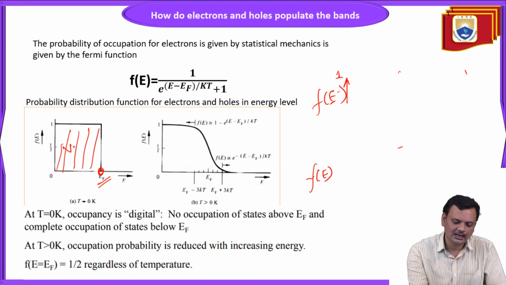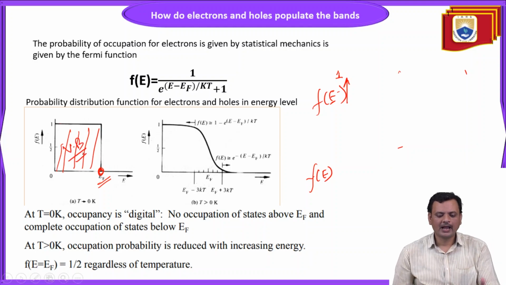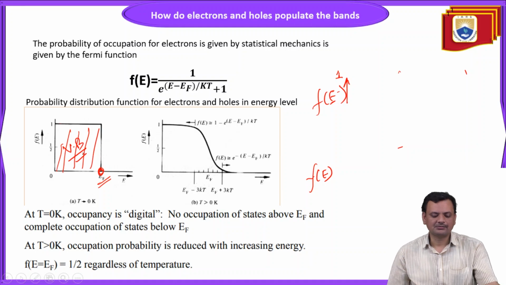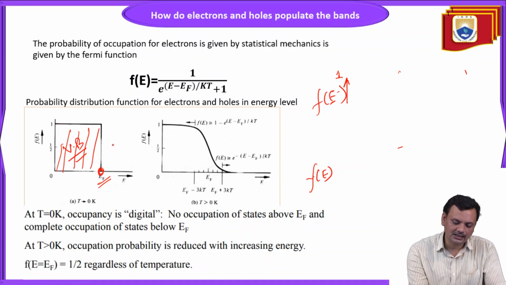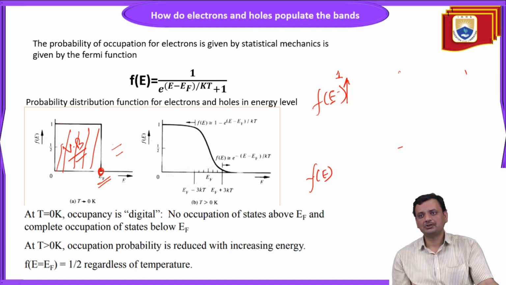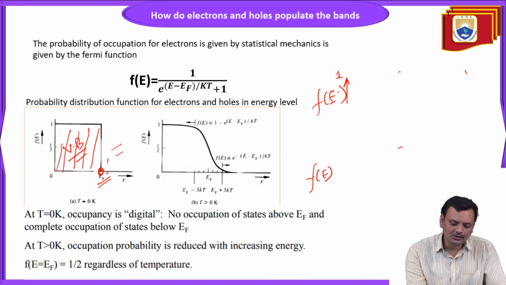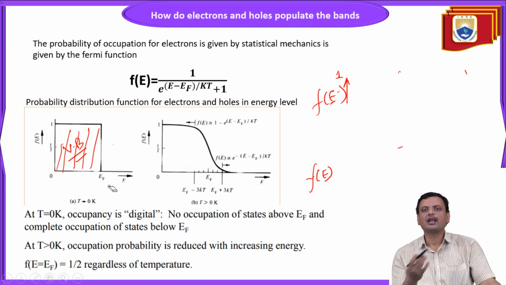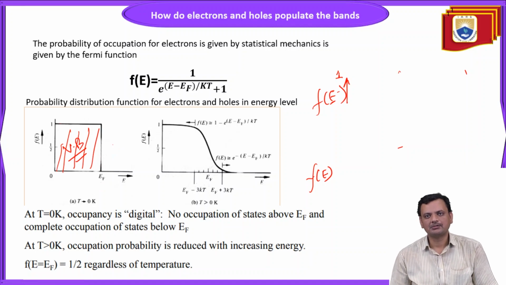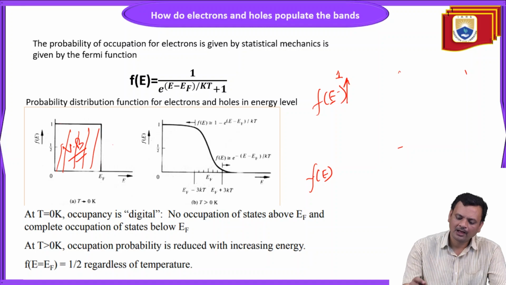So you can say this is the valence band, and beyond this energy value, all the bands are empty. The probability is 0, which means there are no energy levels available here for the charged particles to occupy. This is the first case. Now, at higher temperature, what will happen?